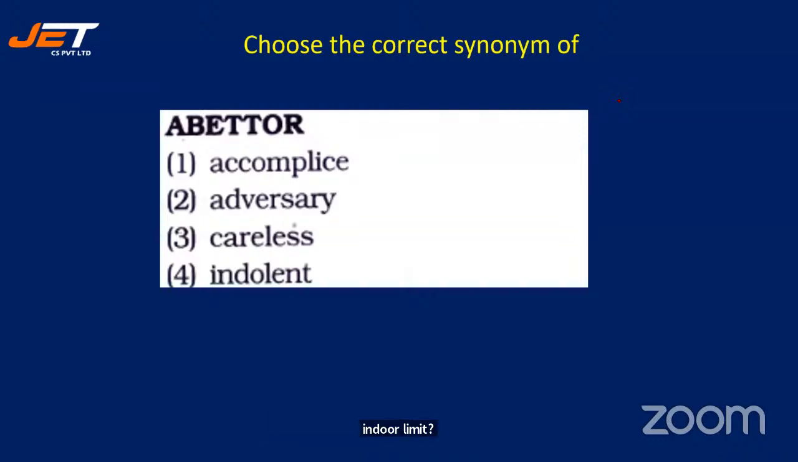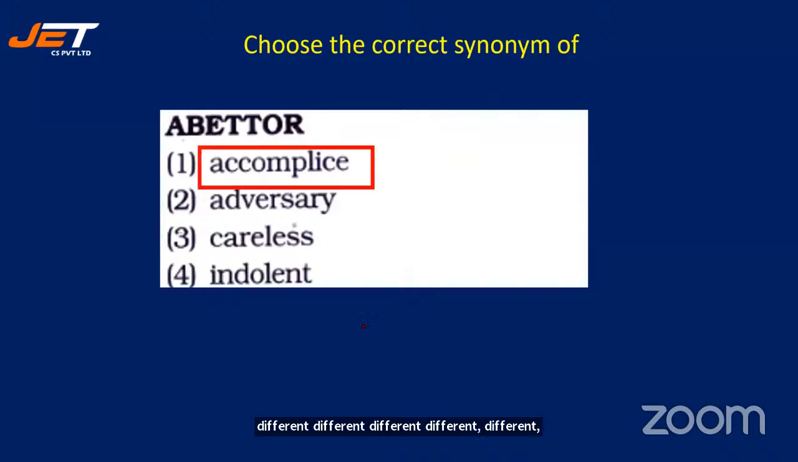Let me see how many of you have guessed the answer. Vaishali, Jyoti, Anant, Teja, 1, 4, 2, 3, different answers. Nikita says it's one. Okay, let's see the answer. It is one. Yes, accomplice.